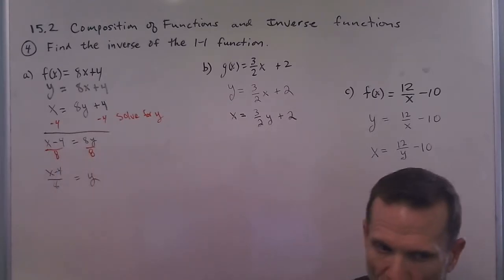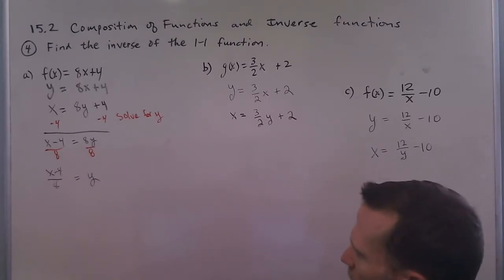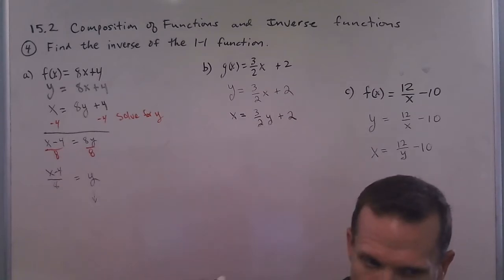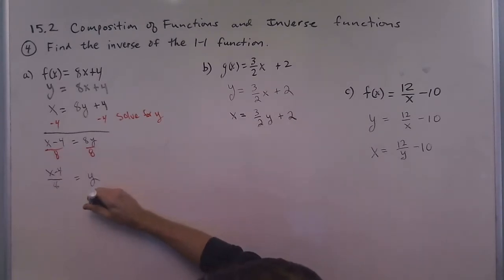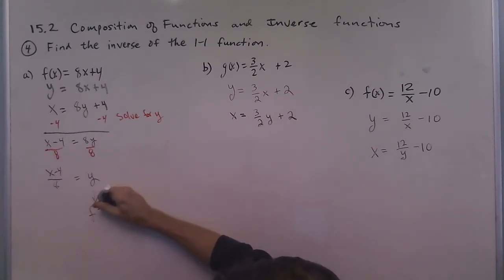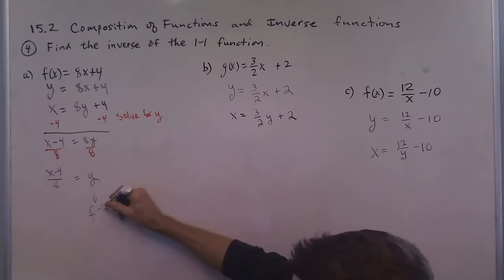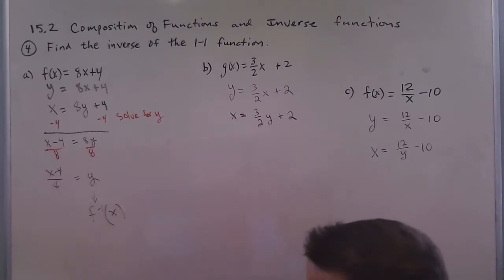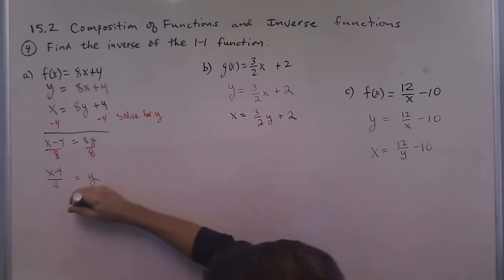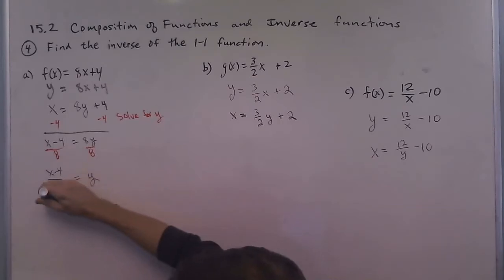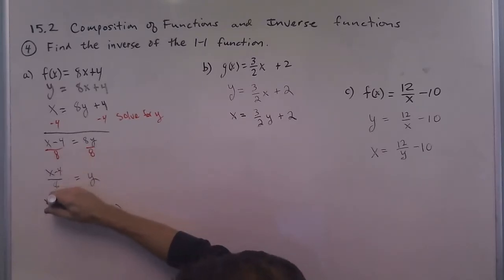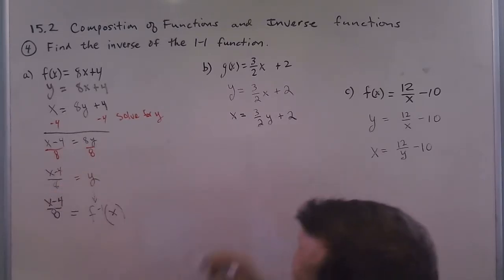Now, in the Hawk system, you won't have to do this last step, but this step is to replace y with this thing called inverse notation. And you write the inverse notation by writing this little -1 power up here. And so that's the inverse notation. And we get x minus 4 over 8.